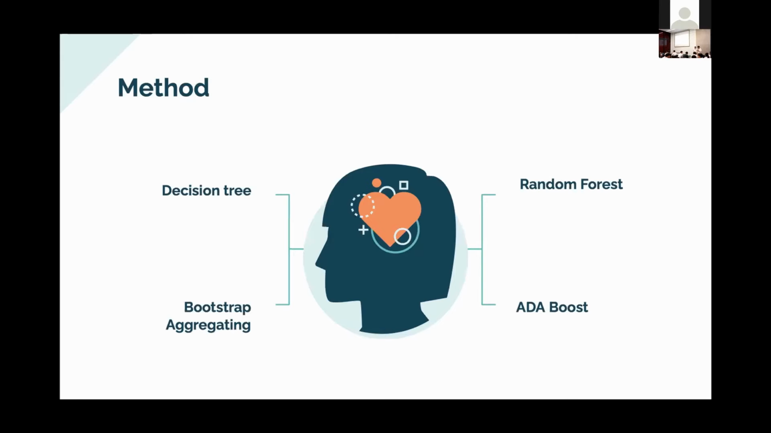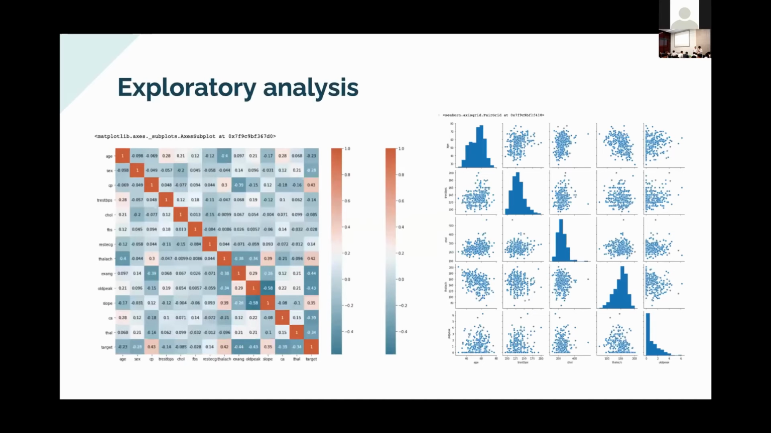From machine learning, we use decision tree methods, for example random forest, AdaBoost, and bootstrap aggregating. At first, we try to analyze the correlation between all of the attributes that we got. We found a positive correlation between chest pain and the target. This makes sense, since the greater the chest pain result, the greater the chance of having heart disease.